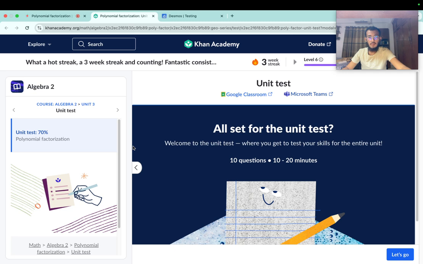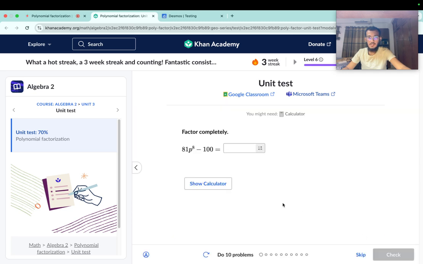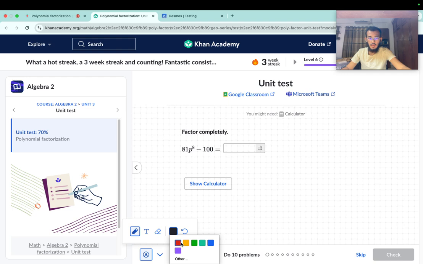Right, let's get started with our polynomial factorization unit test. And for the first question, we have to factor completely this expression.